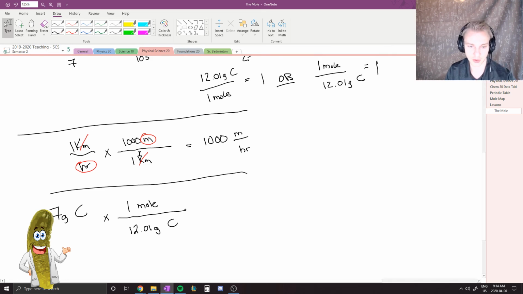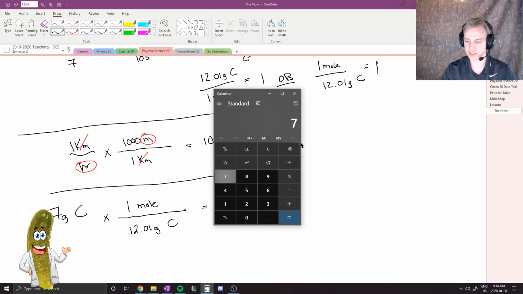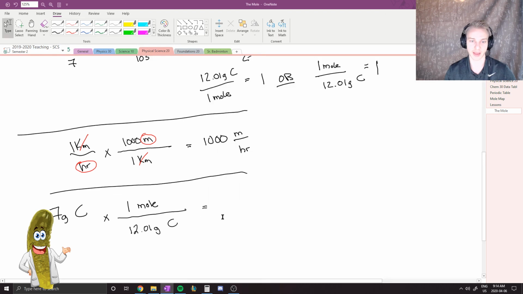And so if we were to do this question here, we would want to take 7 divided by 12.01, and we would find out that you have 0.582, or 0.583 if we round correctly. And now the last question that we're asked is, okay, what are the actual units that we're left with? Well, if we look at this multiplication problem, I have a gram on top of my fraction. I also have a gram on the bottom of my fraction, so those must cancel out. And all I'm left with then is this mole unit.